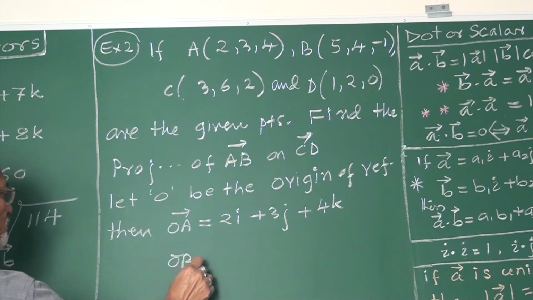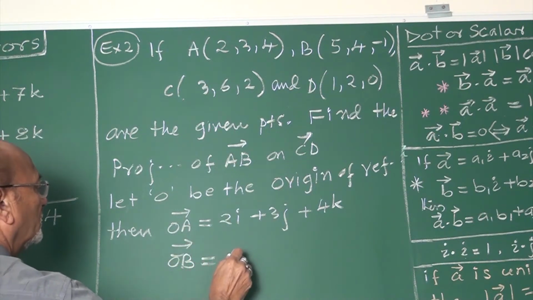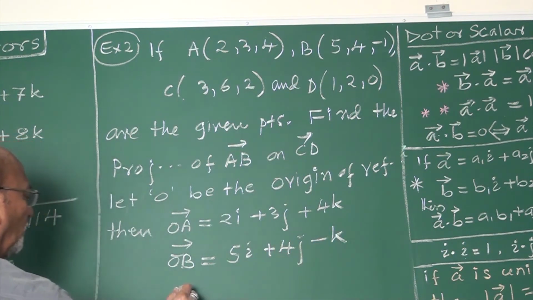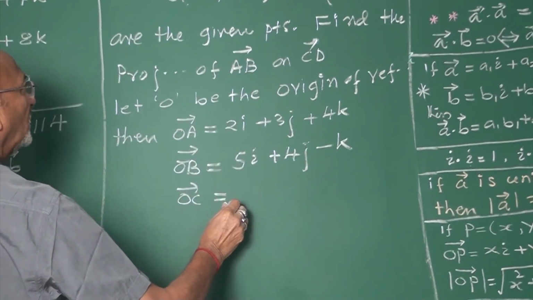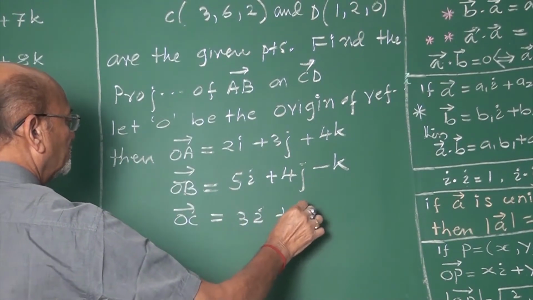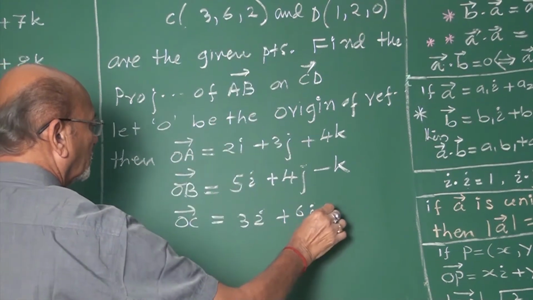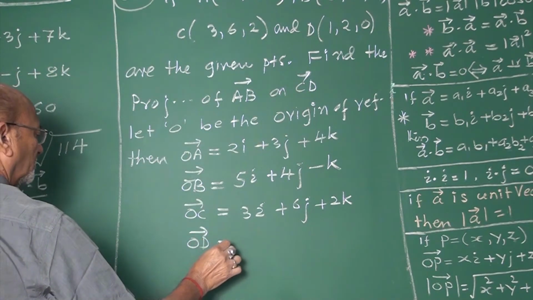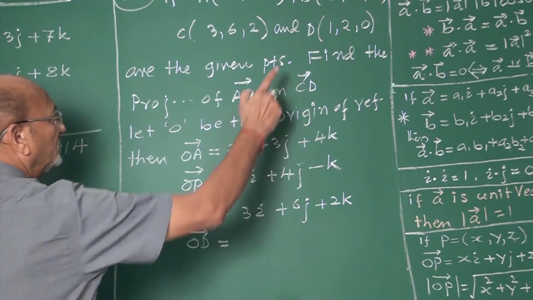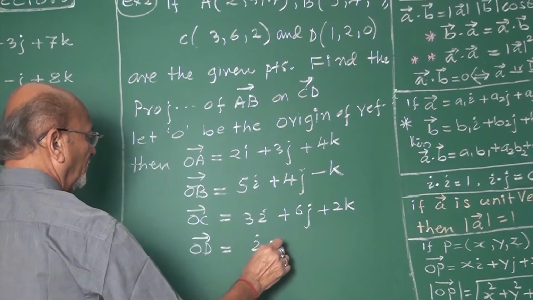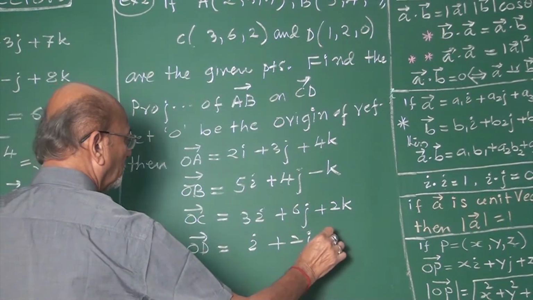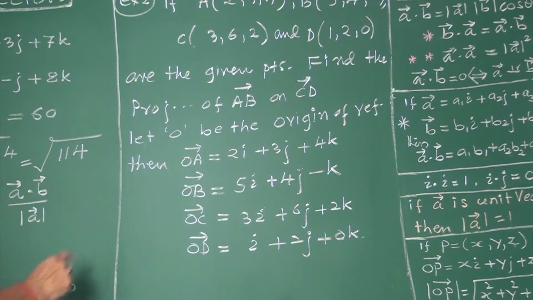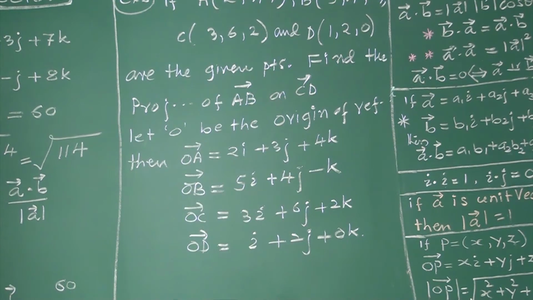Second vector, position vector of the point B, OB, is 5i plus 4j minus k. OC, third vector, this is 3i plus 6j plus 2k. Position vector of the point C. Fourth one, position vector of the point D is this, my friend, 1 into i plus 2 into j plus 0 into k. Yes, my friends, I have written the position vectors of the points A, B, C, D.